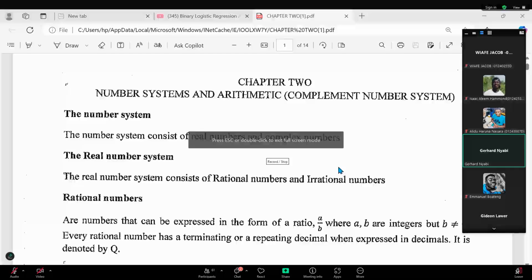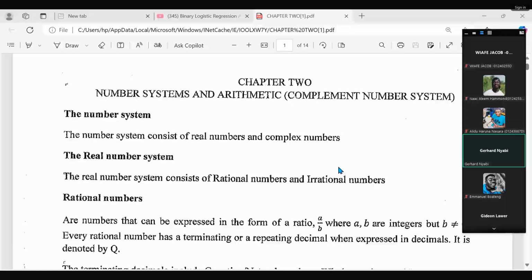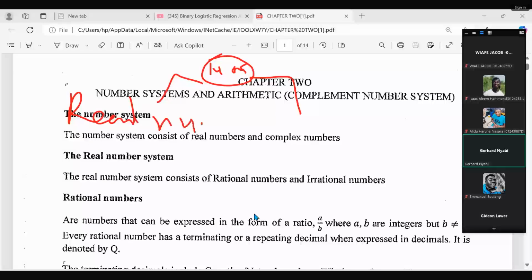Numbers. When you talk of numbers, we are talking of the number system. In a number system, we have what is called the real number system, and we have what is called the complex number system. So I hope you know what the real number system is. Numbers are divided into two sections. You have real numbers, then you have complex numbers.